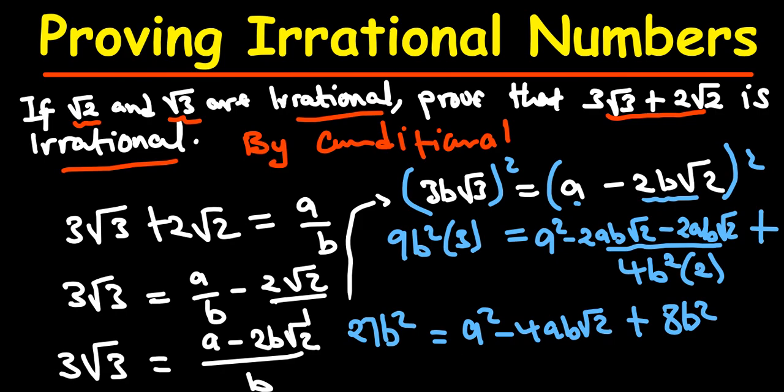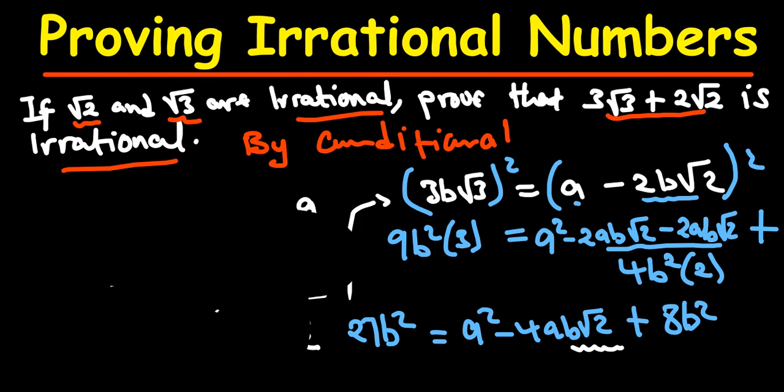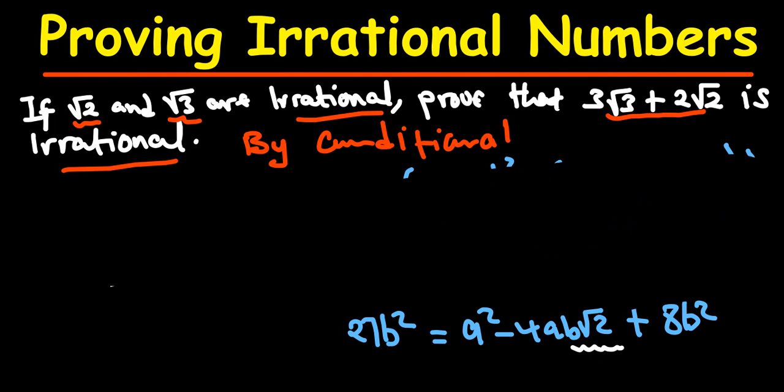So we see that in this expression we now have one root. Okay, we only have this root of 2. So to complete our proof, we just want to take this root of 2 to the left, and whatever remains we take it to the right. Okay, so let's create some space here. Okay, so this is what we are going to do.